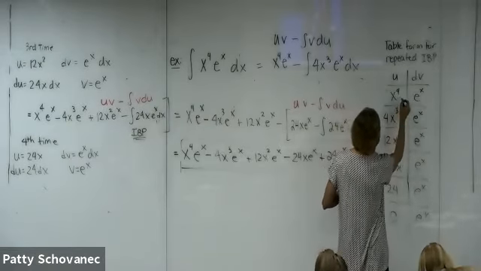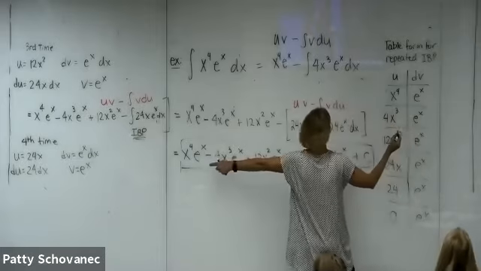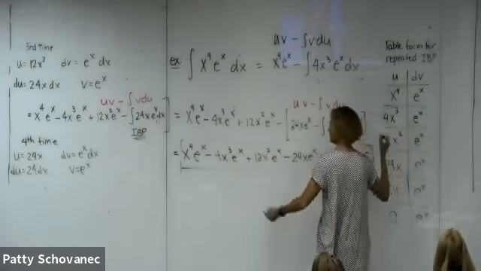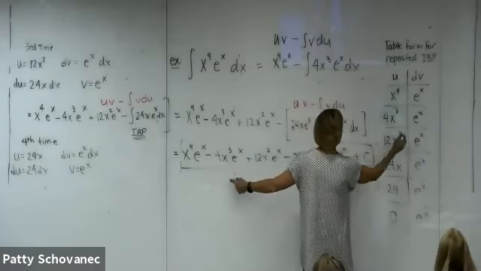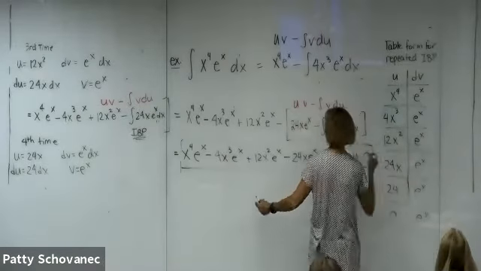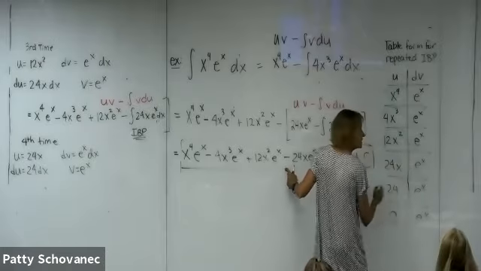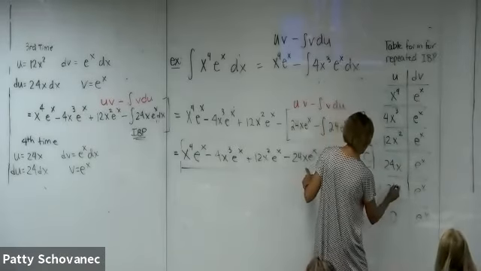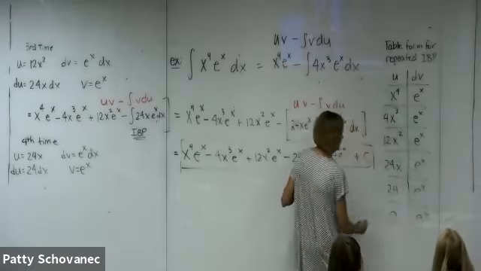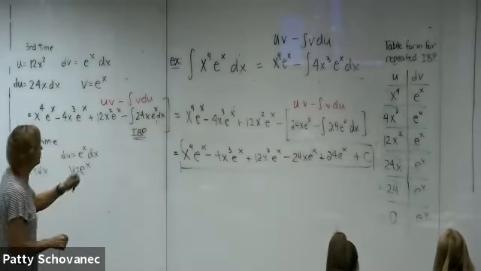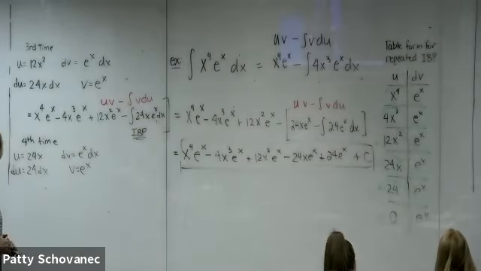I take x to the 4th e to the x, plus, minus 4x cubed e to the x, plus 12x squared e to the x, minus 24x e to the x, plus 24 e to the x. The rest of the terms are zeros. If you choose the diagonals, that gives you the integration by parts.